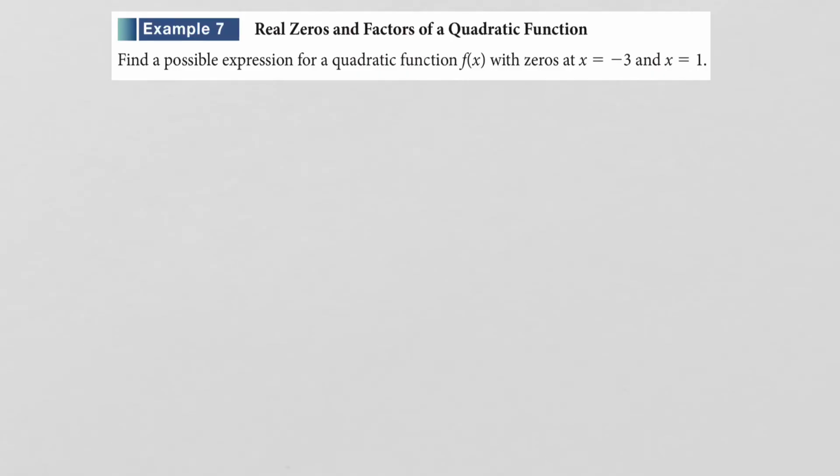All right, this next example is just a twist on what we just did. Here they say, find a possible expression for a quadratic function f of x that has zeros x equals negative 3 and x equals positive 1. So what you do here is you just work backwards.